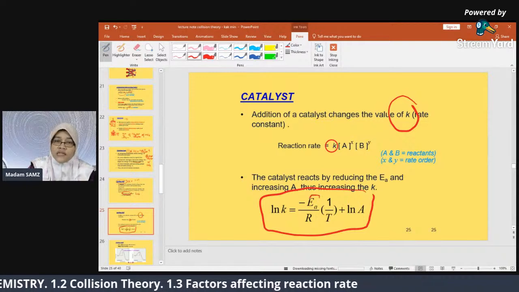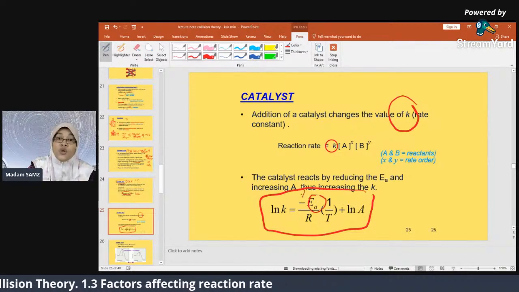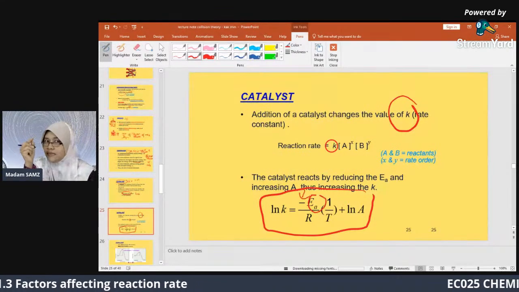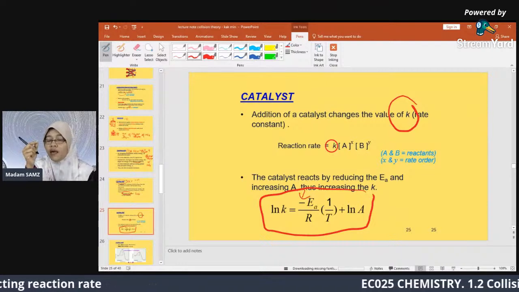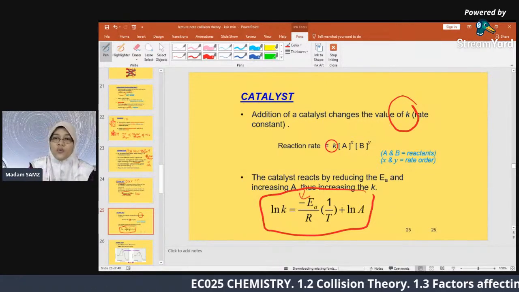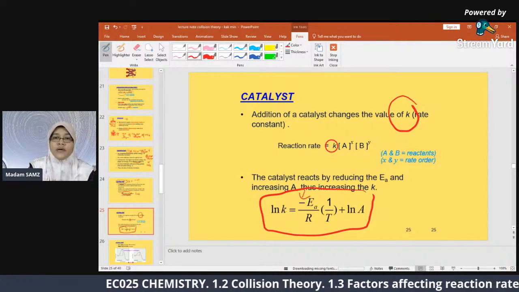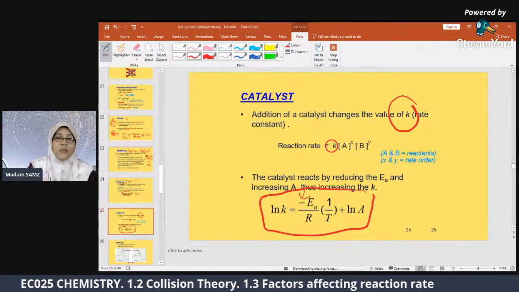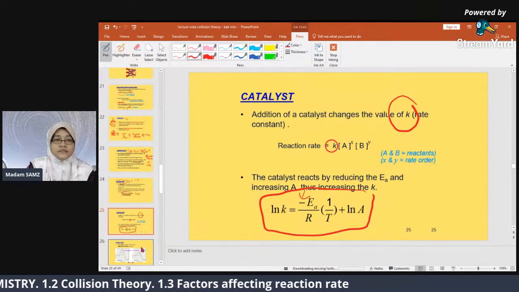When you use catalyst, the activation energy will be lower. Ada discount activation energy. Okay. So guna catalyst, EA akan lower. So with EA lower, what happens? The rate of reaction becomes faster.